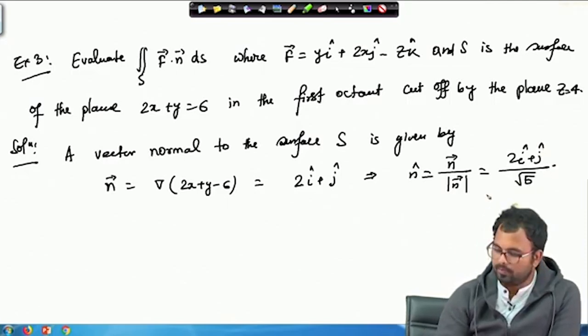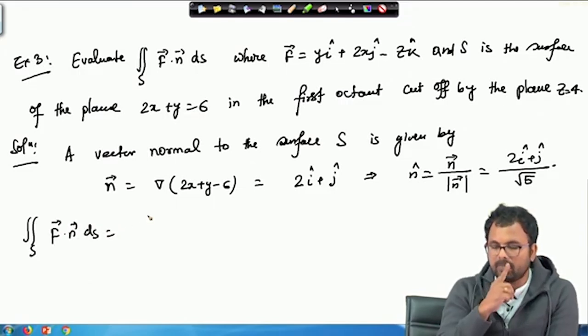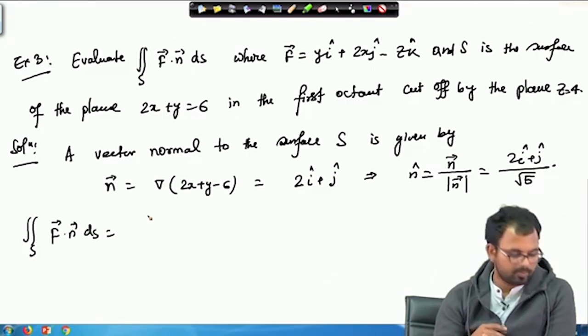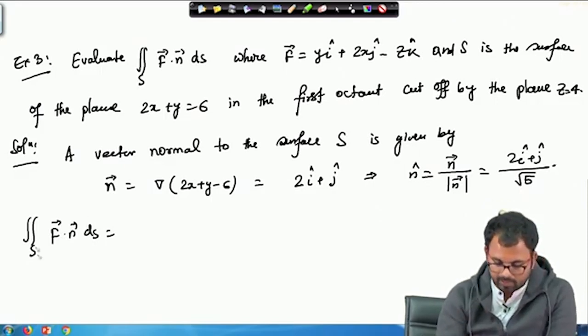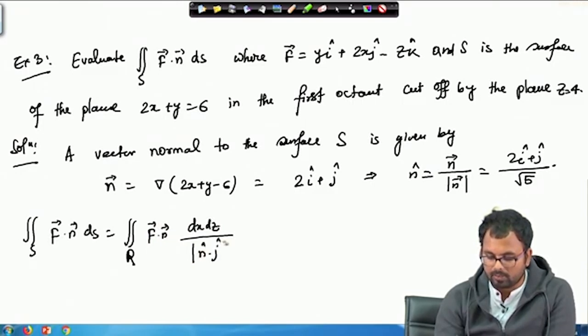So this is our required normal, unit normal actually, and the given surface integral over S can be written as, since we have to take a projection, in this case also we take the projection either on the xz or yz plane. So we cannot take the projection on the xy plane because the surface S is perpendicular to the xy plane. So here we take the projection, so that's the region R where the projection will be f dot n, and ds will be dx dz divided by n dot j.